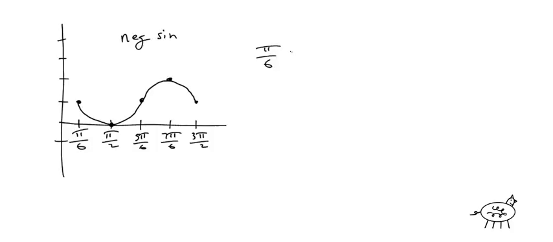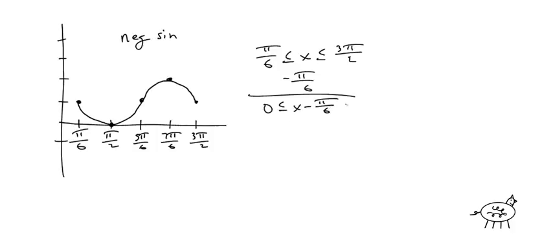Okay, let's set up our compound inequality. Pi over 6 less than or equal to x less than or equal to 3 pi over 2. Pretty easy, right? Subtract pi over 6, because I want to get that to be 0. So 0 less than or equal to x minus pi over 6 less than or equal to 3 pi over 2, of course, is 9 pi over 6. So then it's going to be 8 pi over 6, or 4 pi over 3.